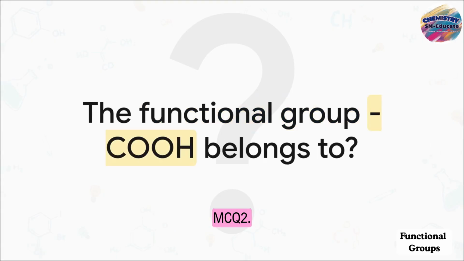Next up, MCQ 2. The functional group -COOH belongs to which family? Is it A, alcohol, B, ketone, C, carboxylic acid, or D, aldehyde? It's C, carboxylic acid. Remember that side-by-side comparison we did earlier? We specifically warned you not to confuse this blue tool with the orange aldehyde group.